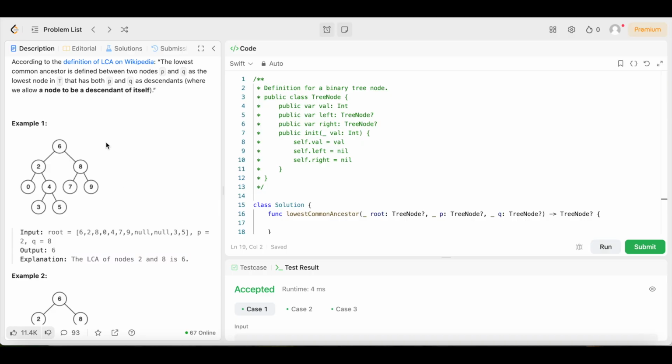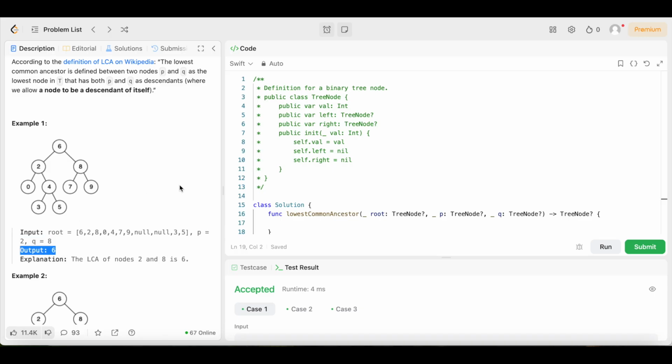So we could look at this example right here, or this picture that they gave us, and we have P equals 2, which is right here, and Q equals 8 right here. Just by looking at this picture, we could tell that 6 is the common ancestor. It's the only common ancestor that they have. Thus, the output is 6, right?